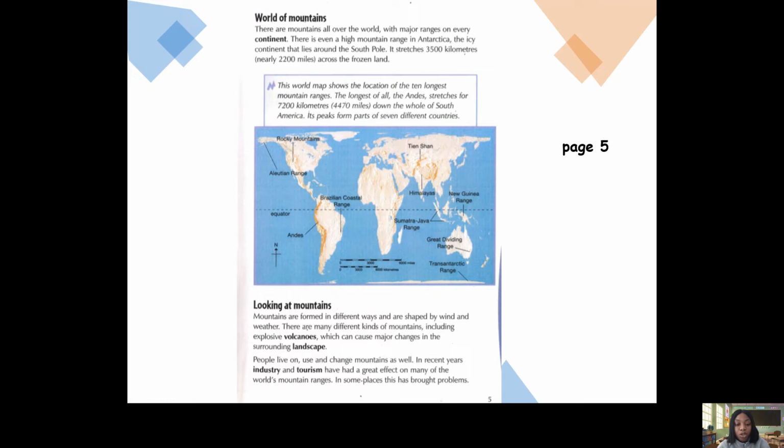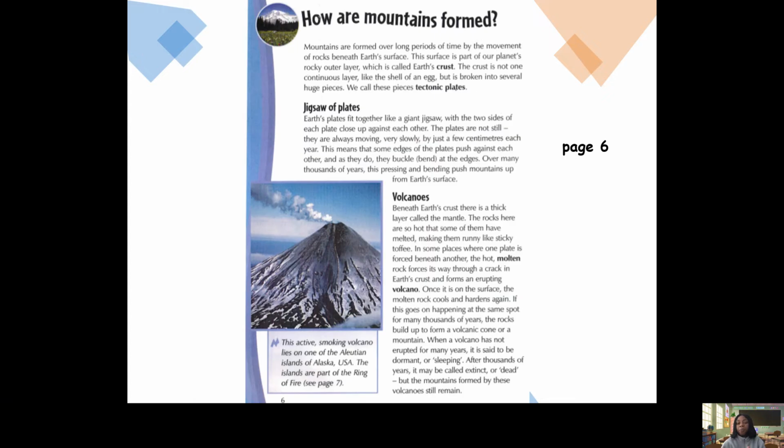Let's read this part together. People live on, use and change mountains as well. In recent years, industry and tourism, well spotted, have had a great effect on many of the world's mountain ranges. In some places, this has brought problems. So what I would like you to do is just pause the video and have a think. What type of problems do you think can occur because of tourism, because of people visiting mountains and climbing on mountains? What kind of problems may occur as a result of that?